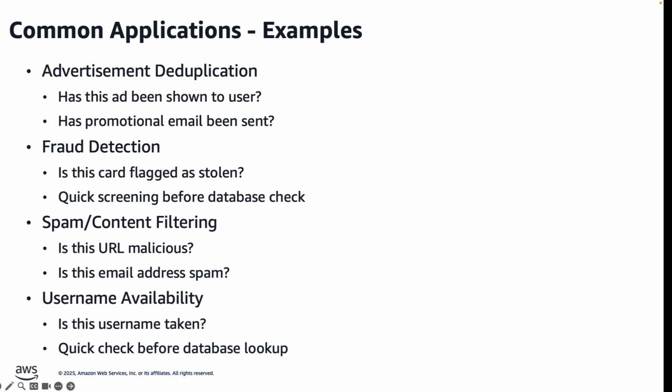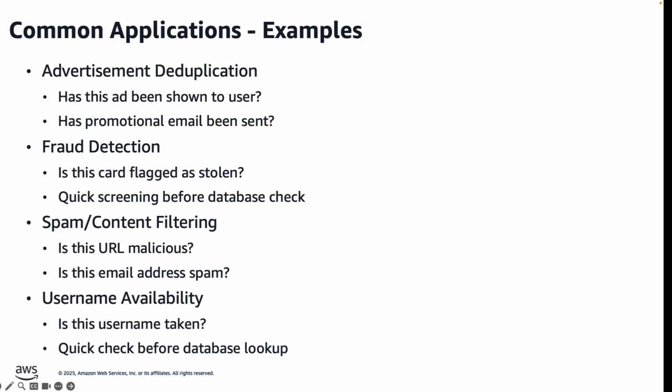In case of fraud detection, Bloom filters excel at first line screening. You can filter a stolen card number and instantly screen transactions. A definitely not flagged result lets the transaction proceed immediately, while probably flagged triggers additional security checks. This dramatically reduces database load while maintaining security.